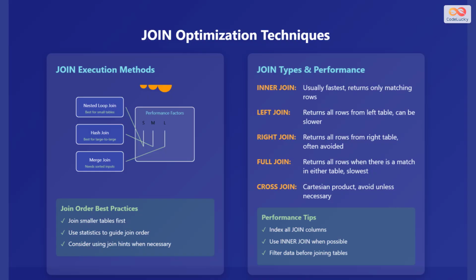Here are some best practices for join order. Join smaller tables first. Use statistics to guide join order. Consider using join hints when necessary.